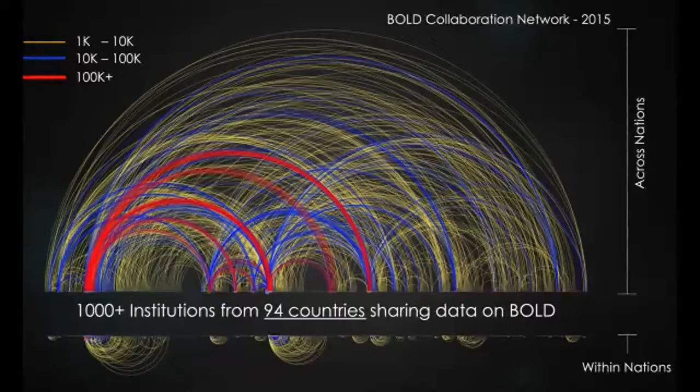And we observe some very interesting patterns from the way that data sharing has developed over the last decade. This is a data sharing network or a social network where the lines above the bar represent data sharing that's occurring across nations, and lines below the bar represent data sharing that is occurring within a nation. As you can see, the amount of data sharing across nations is considerably greater than within nations.